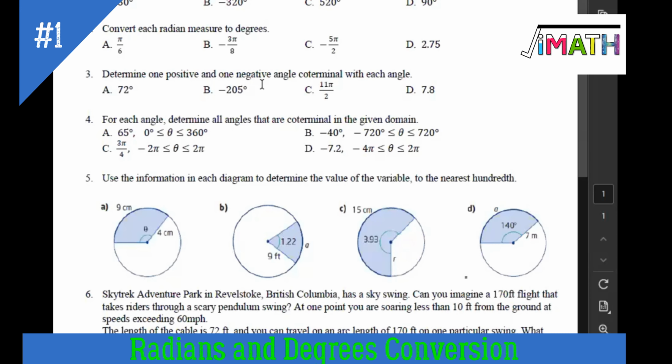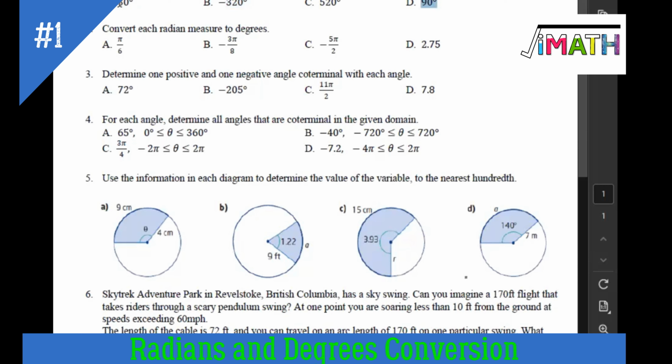So it says here, the first part, convert each degree measure to exact radians. Can you convert 30 degrees into radians? Yeah, if you multiply it by pi over 180, you can convert it. And the same way like this.